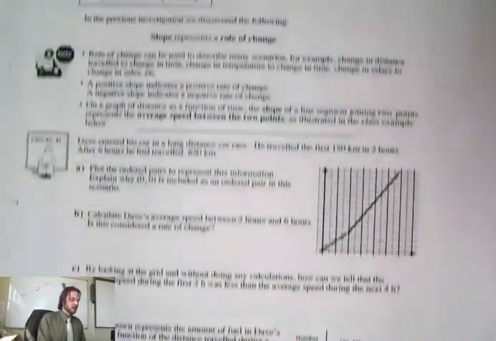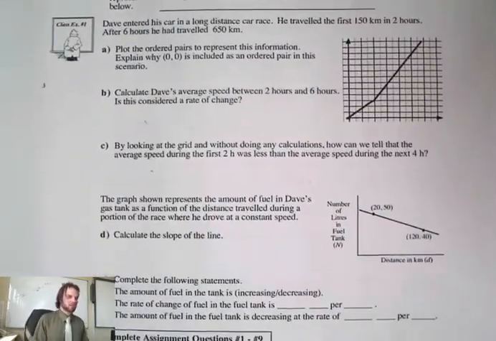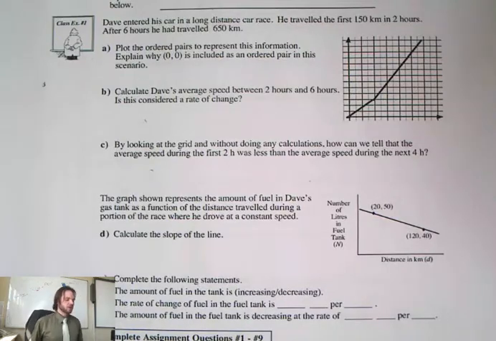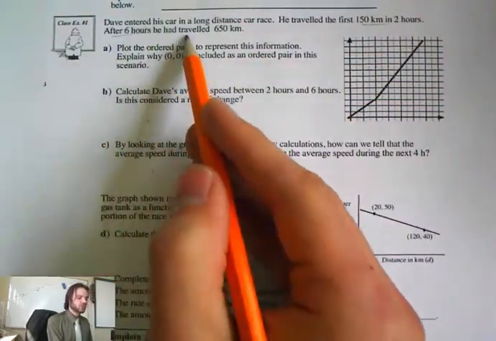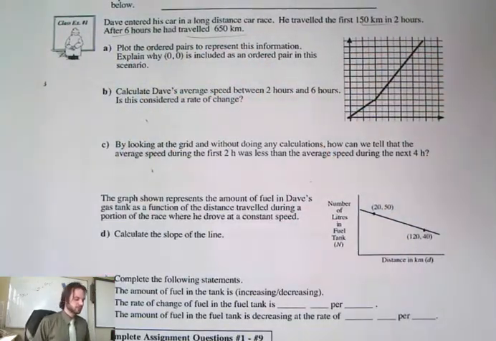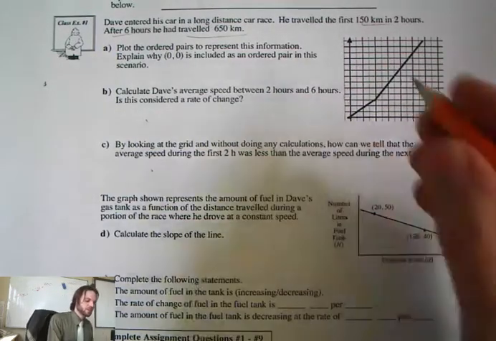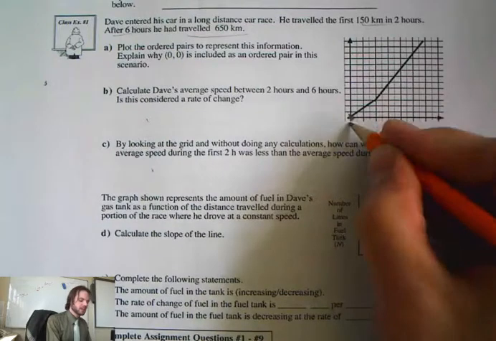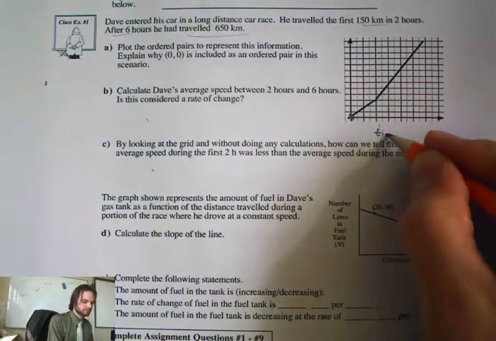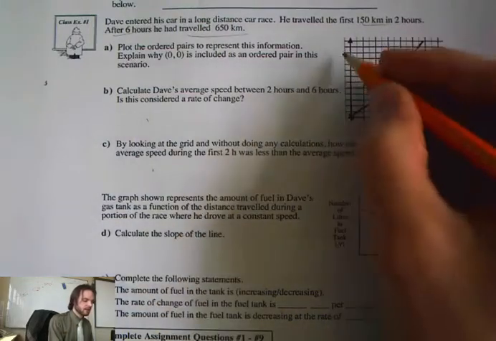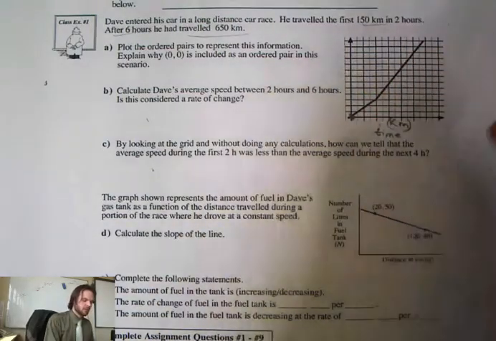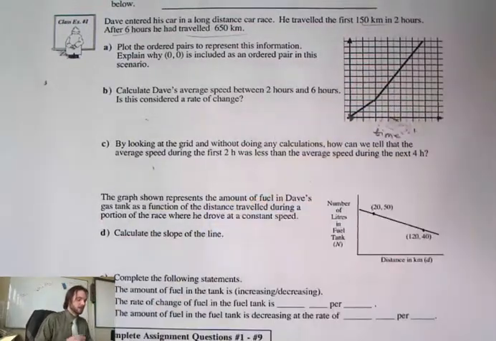So let's take a look at our last example here. It says Dave entered his car into a long-distance car race. He traveled 150 kilometers in the first 2 hours. After 6 hours, he traveled 650 kilometers. So plot the ordered pairs. And why are we going to start at (0, 0)? Because we're at a race, and this is going to be my time in hours, and this is in kilometers.